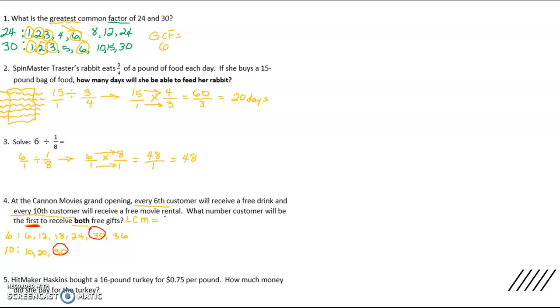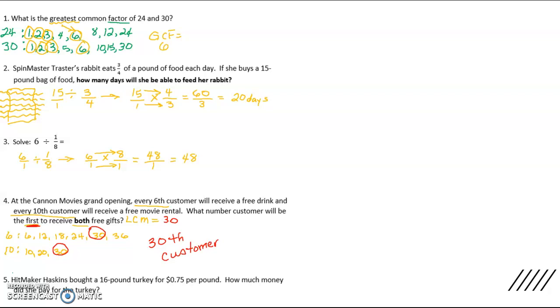So my LCM is 30, which means that my answer of what number customer will be the first to receive both gifts is the 30th customer. All right, the 30th customer.